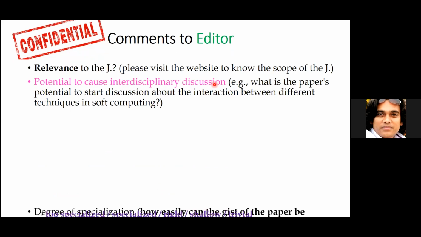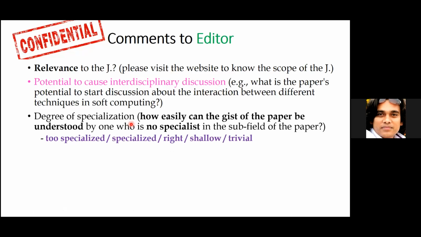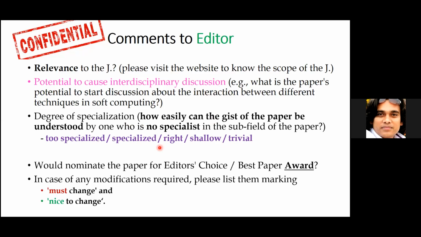Degree of specialization: how easily can the gist of the paper be understood by one who is not a specialist in the subfield of the subject? This is also important. If a paper is too specialized, reviewers need to mention that the paper is too specialized, or shallow or trivial and so on. Don't make it too specialized unless the journal is a very focused journal. But again, this is a very broad spectrum topic, so you do whatever you feel.